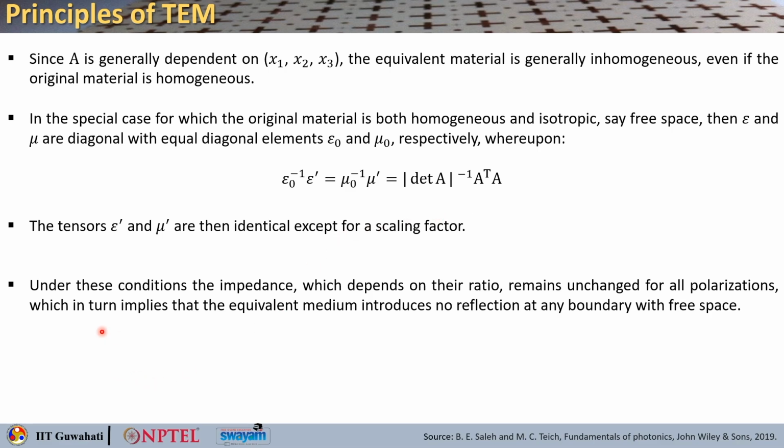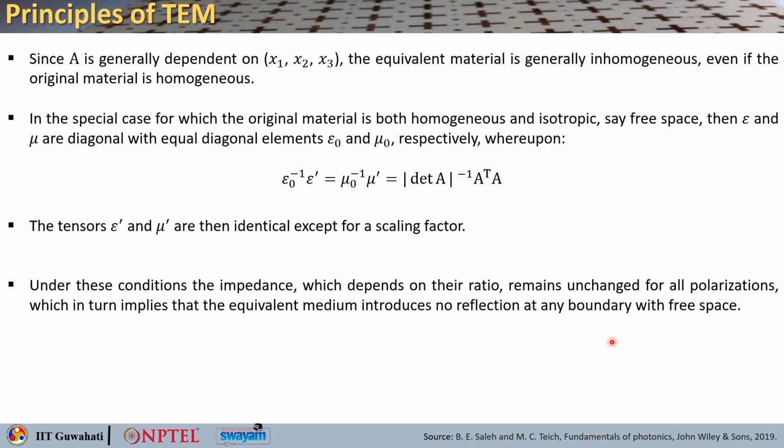Now, under this condition, you can see the impedance, which is basically the ratio of permeability and permittivity, remains unchanged for all polarizations, which in turn implies that the equivalent medium will introduce no reflection at the boundary with free space. This is the beauty of transformation electromagnetics. You can define the material to work according to your desired plan for the wave trajectory.